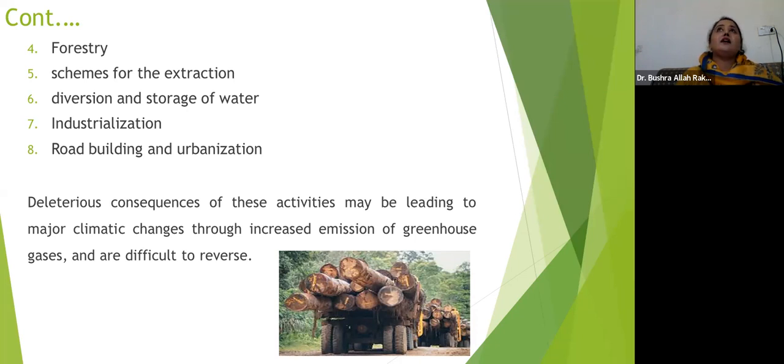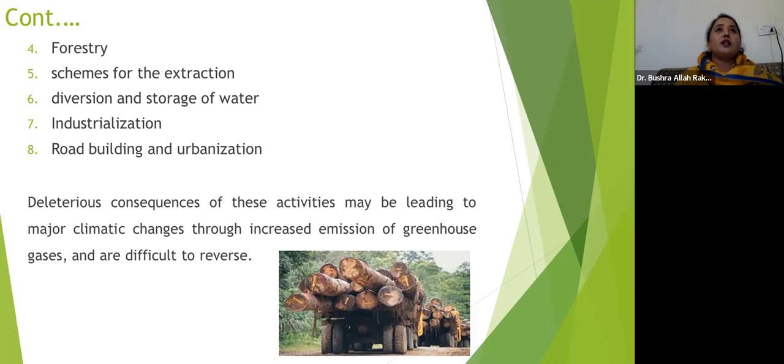reverse. We see the Kyoto Protocol, and we are also a member of many biodiversity agreements as signatories. We also know that these climatic changes are not just a single-degree rise in temperature; we can have floods in one area and drought conditions in some other area.